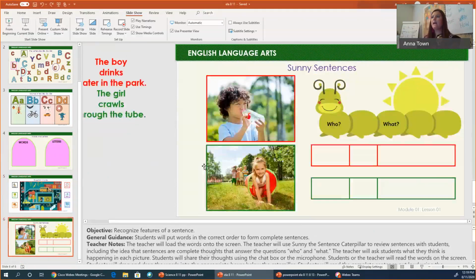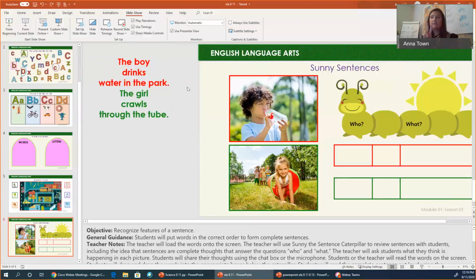Okay, moving on to our last bit. Yesterday we learned about complete and incomplete sentences. We know that a complete sentence must answer the questions who and what. If it just answers one of those questions, it's still an incomplete sentence. It has to answer who, so the person or an animal in a story, and what. What are they doing?